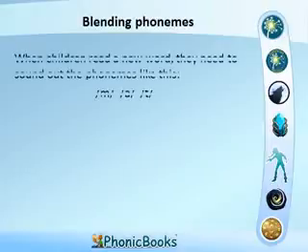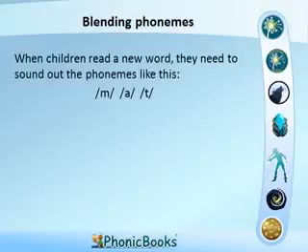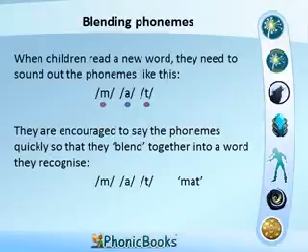Blending phonemes. When children read a new word, they need to sound out the phonemes like this: m, a, t. They are encouraged to say the phonemes quickly so that they blend together into a word they recognize. At, mat.